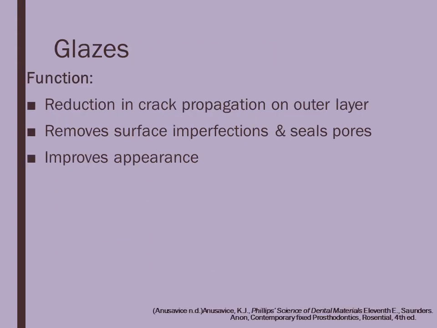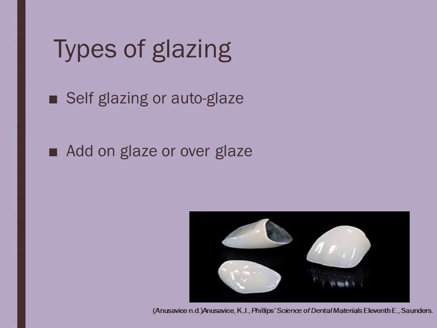Then glazes. Glazes are basically added to reduce crack production in the outer layer, to remove surface imperfections and seal any kinds of pores, and improve the overall appearance and aesthetics. So now there are two types of glazes, self-glaze or autoglaze, and the add-on or overglaze.